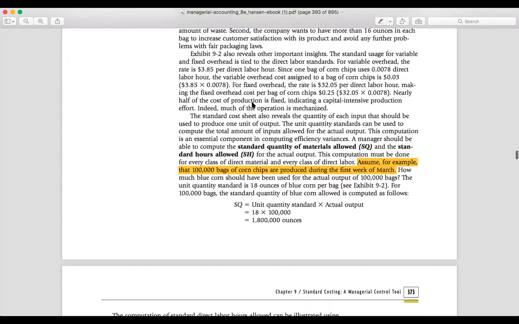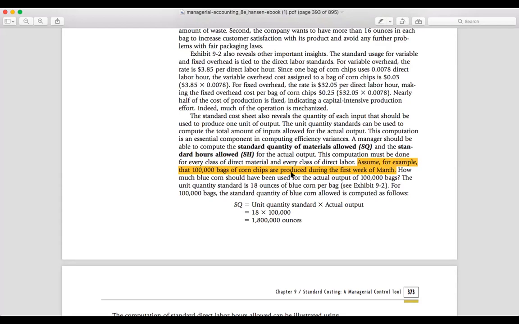Okay, I think we're just gonna move to this one. Right, so this is actually the basic computation to compute the efficiency variance. The manager actually have to be able to compute the standard quantity of the materials and the standard hours allowed for the actual output, right? So you can see the example here.